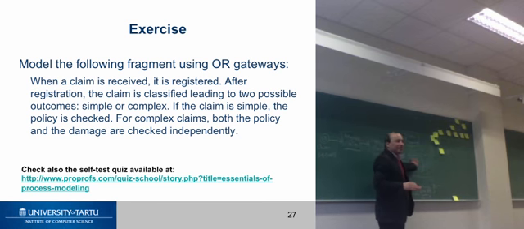Whatever happens, I check the policy. If it's complex, I check the damage. Meaning it's default and always. Both of them are on the lower arc. Default is a nasty one because default means not that. But you said that we pretty much need to define one of them as default. Yes, I will say always, and I will make this a default flow.